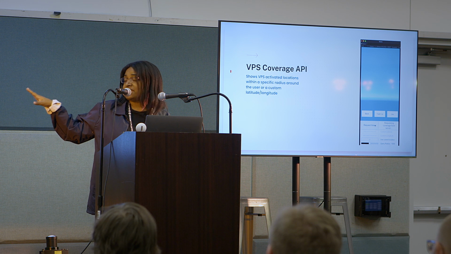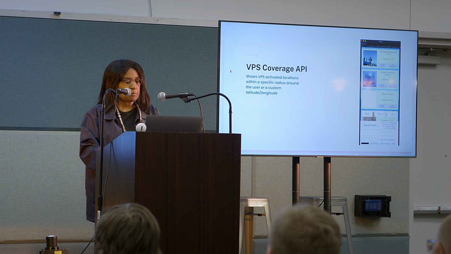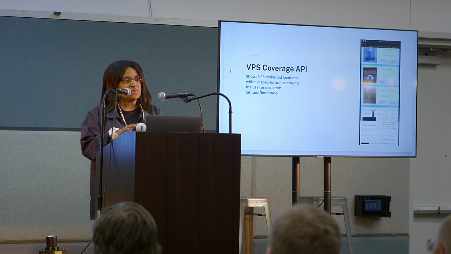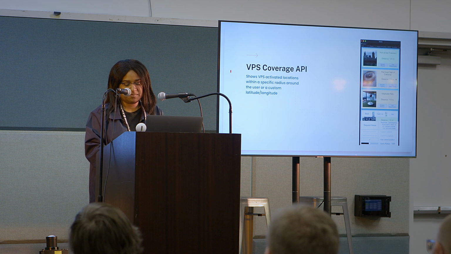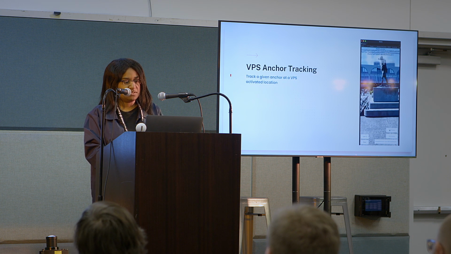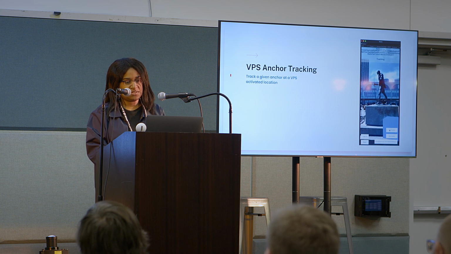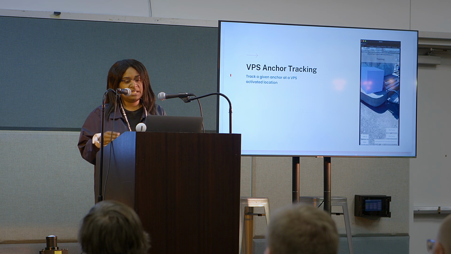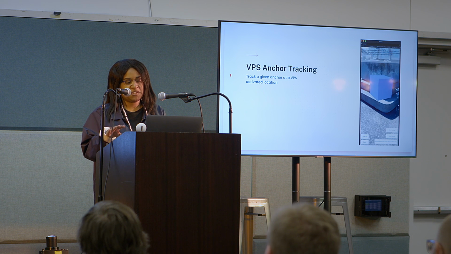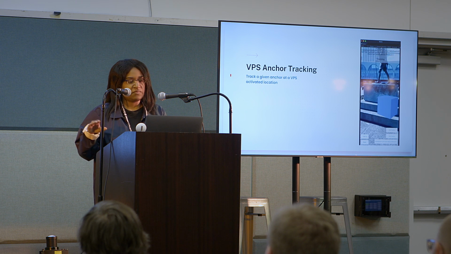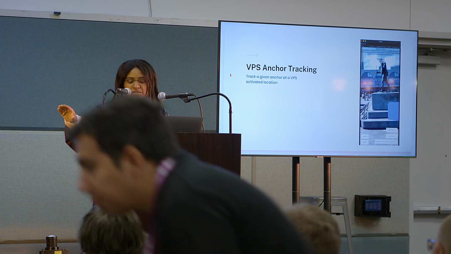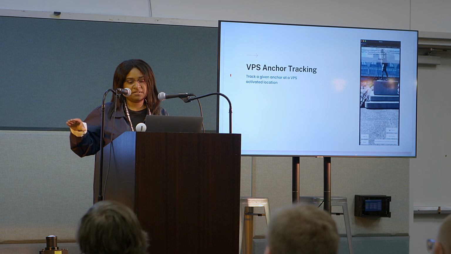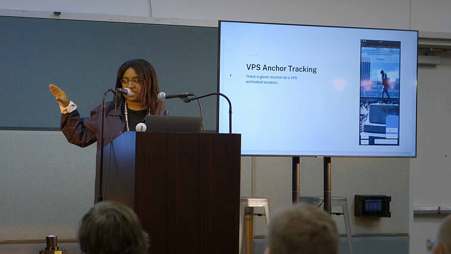In this example, it is the ferry building. The next example we have here is our VPS anchor tracking. So this statue of Gandhi is a VPS activated waypoint near the ferry building in San Francisco. And you're actually able to use this to track a specific anchor at a given VPS activated location.